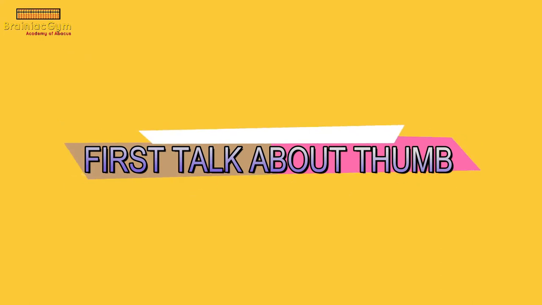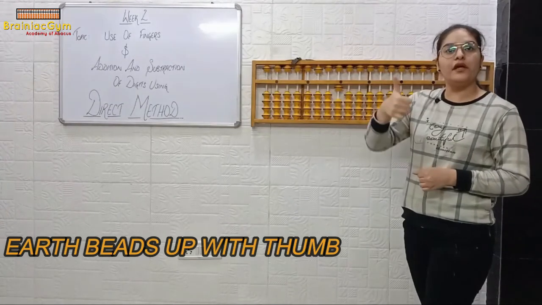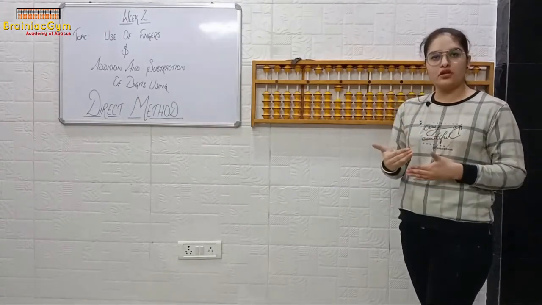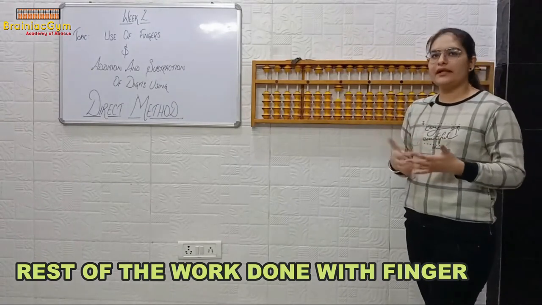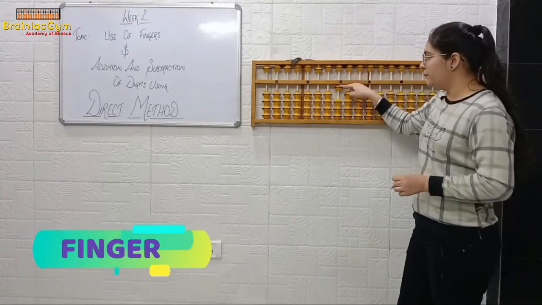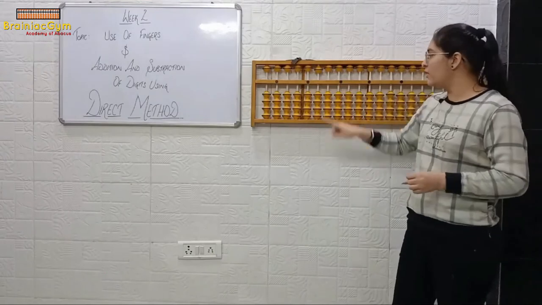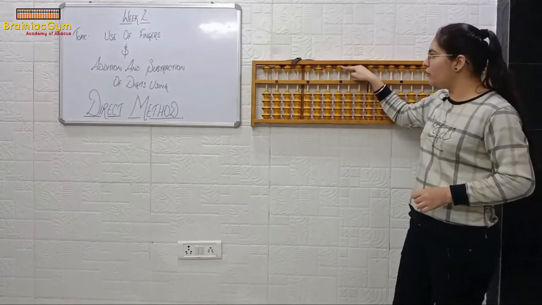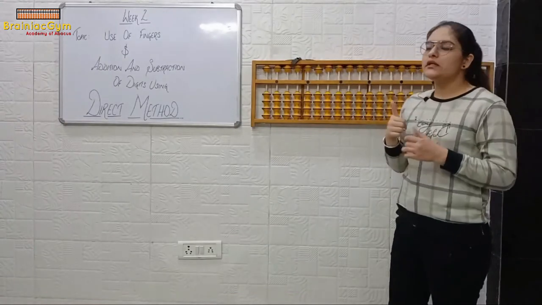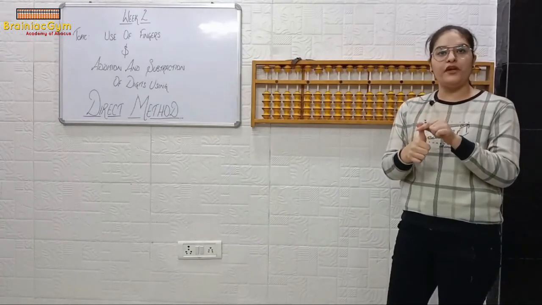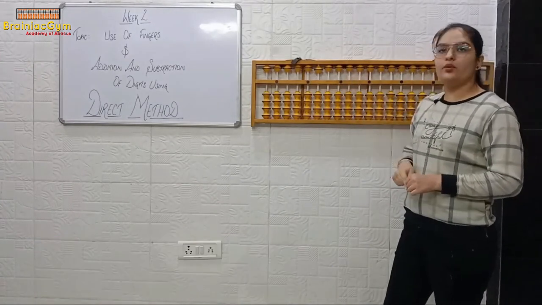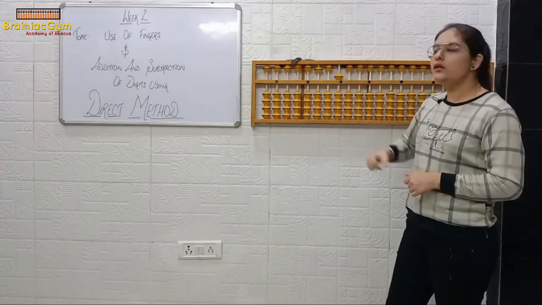First let's talk about our thumb. We will do earth bead up with thumb. Clear? And the rest of the work will be done with finger. What's the rest of the work? Let's understand. Earth bead up with thumb. Earth bead down with finger. Earth bead ko down hum finger se karenge. Heaven bead down with finger. Heaven bead ko down hum finger se karenge. Heaven bead up with finger again. Sirf thumb ka ye role hai that we will do earth bead up with thumb. Earth bead down with finger. Heaven bead down with finger. Heaven bead up with finger.